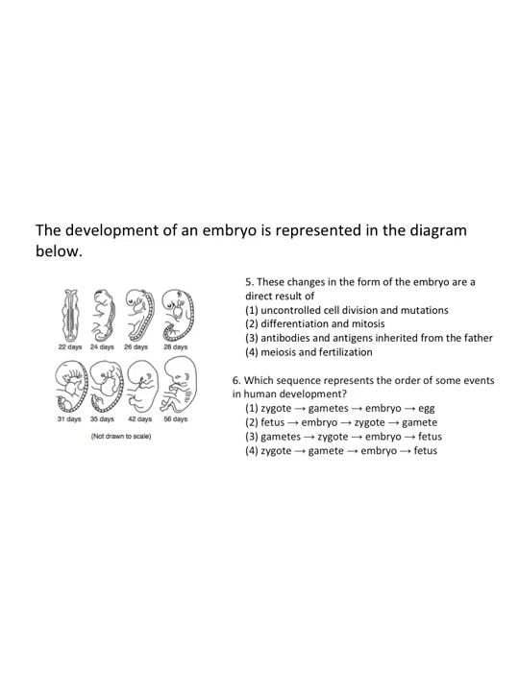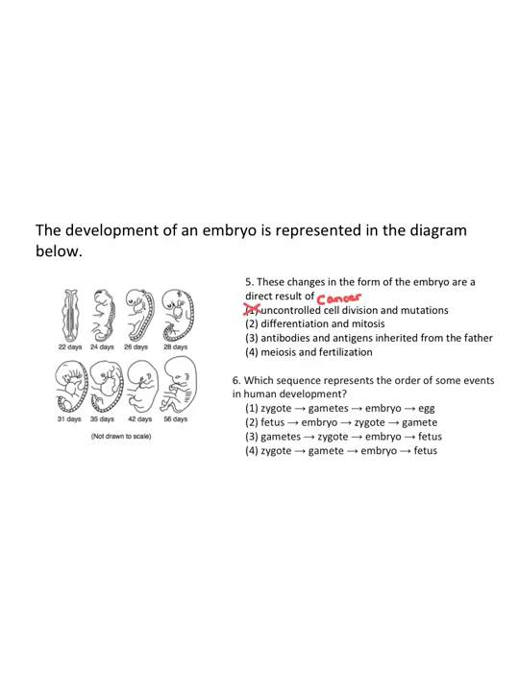All right, the development of an embryo is represented in the diagram below. So you see 22, 24, 26. They're not drawn to scale, obviously. That would be bigger than the picture. Okay? So let's take a look at where we're at and break these down. The changes in the form of the embryo are a direct result of uncontrolled cell division. Well, I don't know about you guys, but I learned that that is cancer, and mutations. So this development of an embryo, it doesn't say strange development, so I'm going to go with 1 is incorrect.